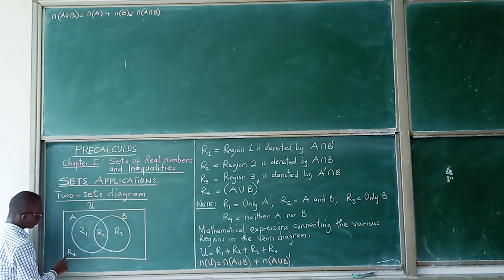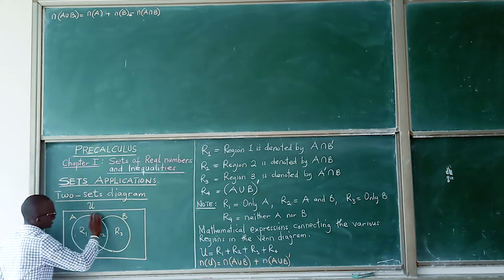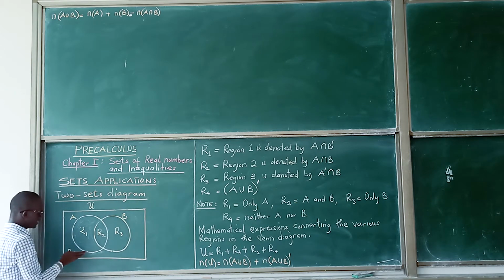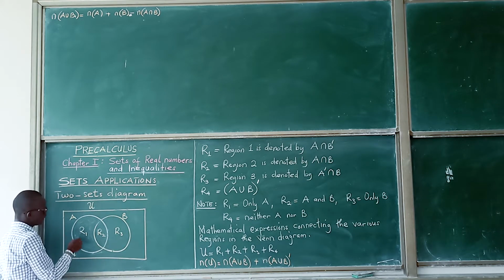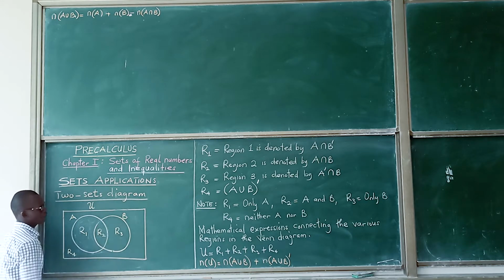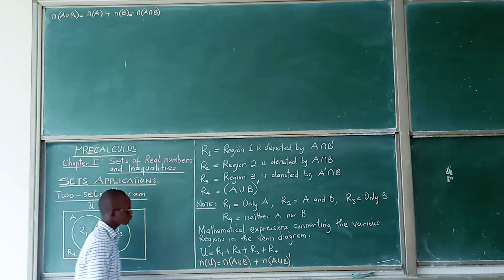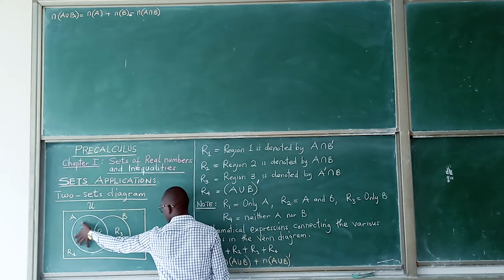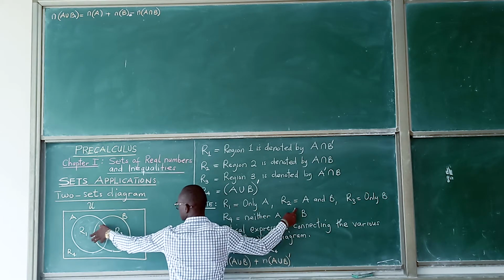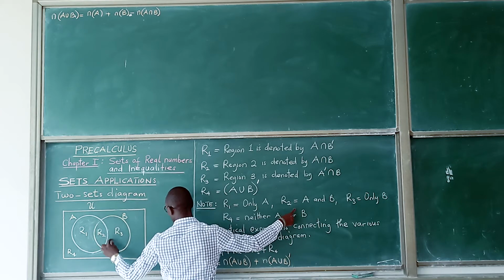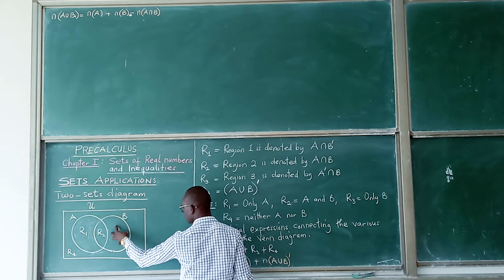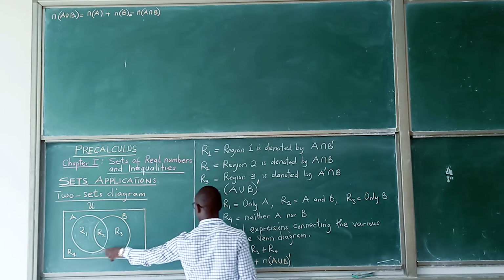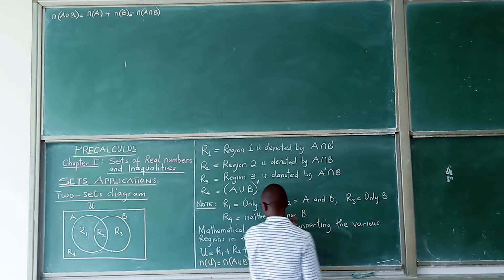And then the last portion, which is region 4, is the entire outside portion. It indicates those who are not found in A, neither found in set B. So region 1 is only A. Region 2 is both A and B. Region 3 is only B. And region 4 is neither A nor B.